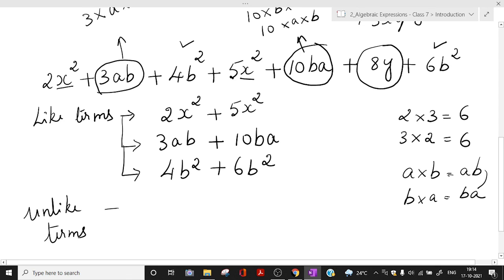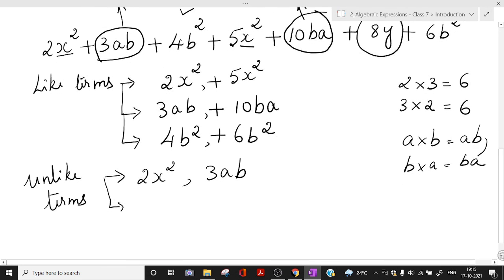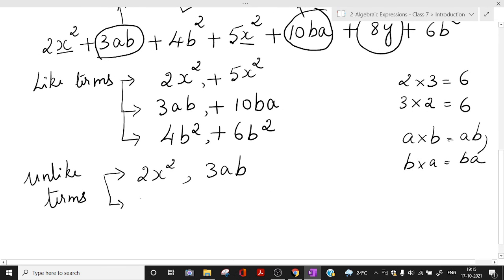So in this case, we have unlike terms. We can write 2x squared, 3ab. Two terms. So 2x squared and 3ab are unlike terms because one has the factor 2 into x, whereas the other has a factor of 3 into a into b, right? Now, which other unlike terms can we write?